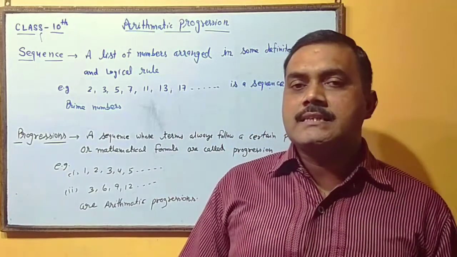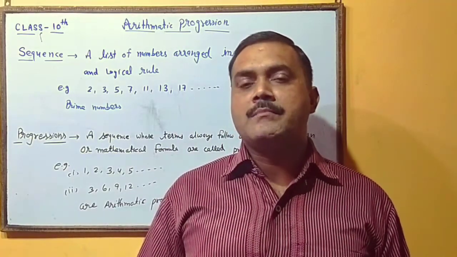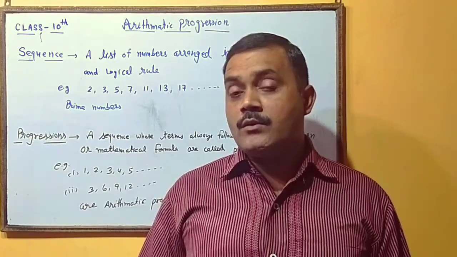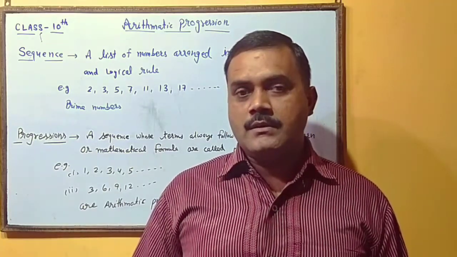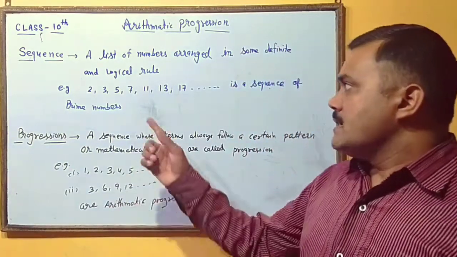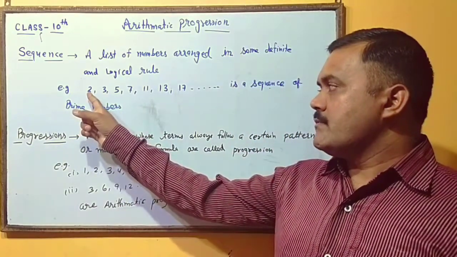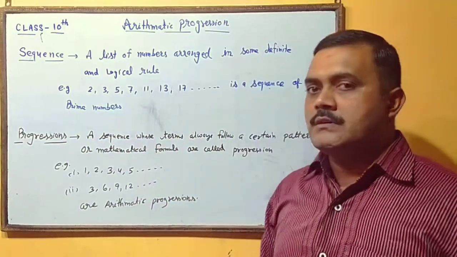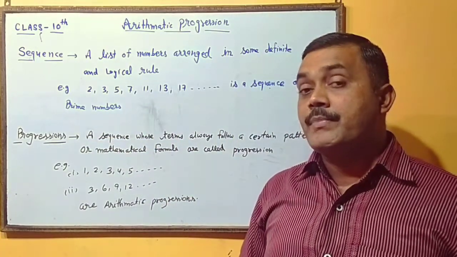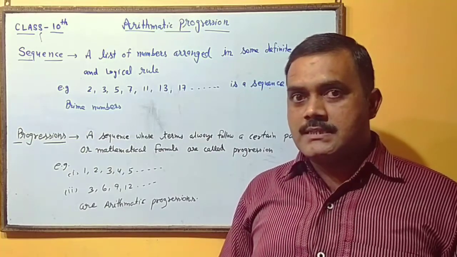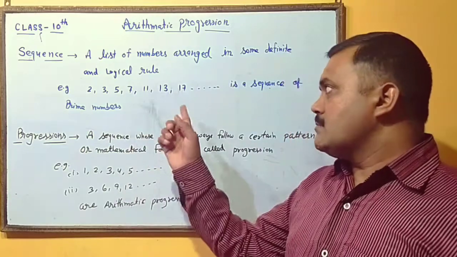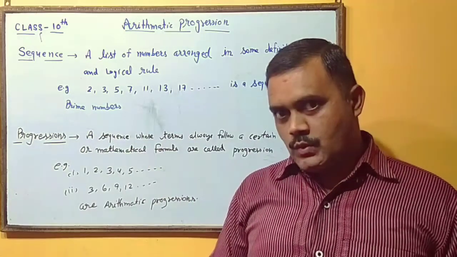Sequence means it is any list of numbers or series of numbers which have some definite rule, but it may not be a mathematical rule. For example, you can see in this first we have a sequence of numbers 2, 3, 5, 7, 11, 13, 17 and so on. This is the sequence of prime numbers. We can't say this is any progression because each term doesn't follow a mathematical rule.